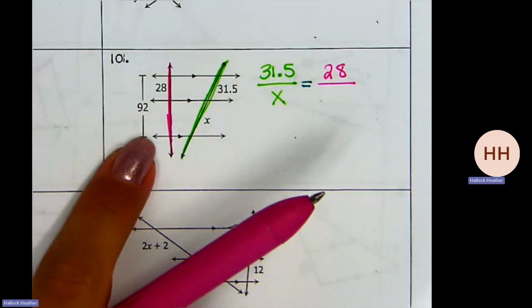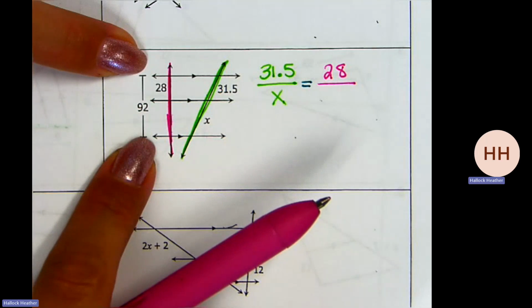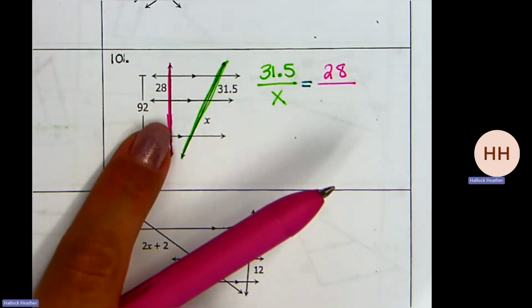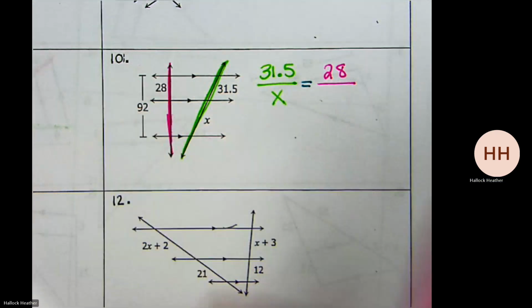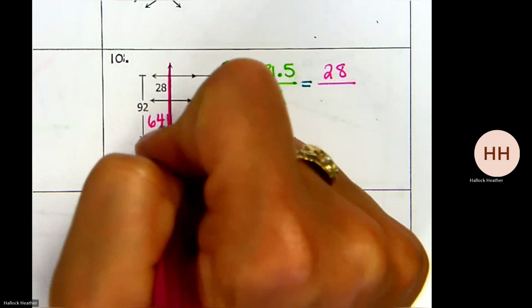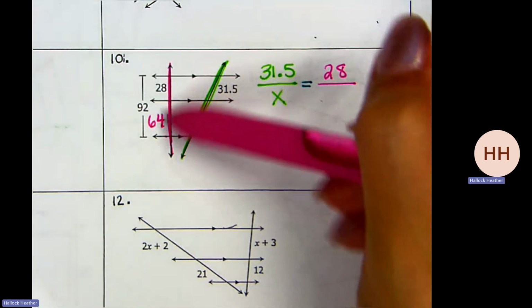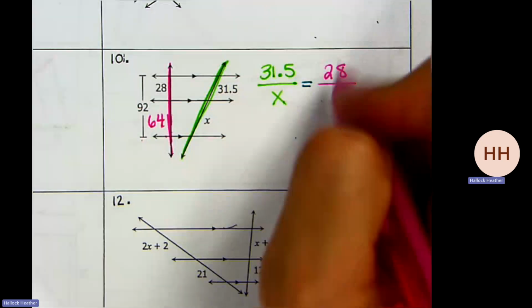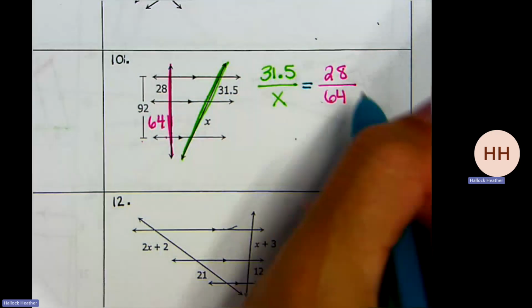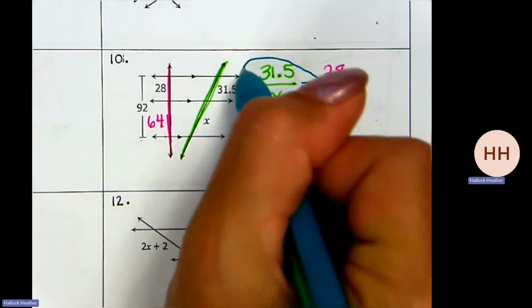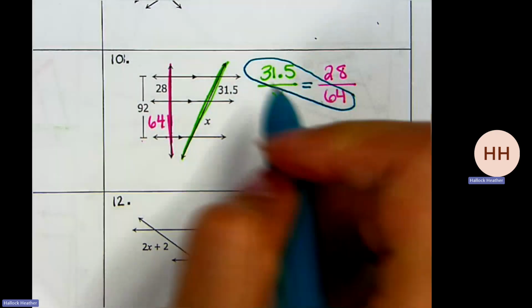And then if this whole length is 92, what's going to be this length right here across from x? 64. Because they have to add together to make a distance of 92. So I'm going to use 64. Same thing, I'm going to cross multiply, just like I've been doing for the past couple days. So I'll start with this one, 31.5 times 64.